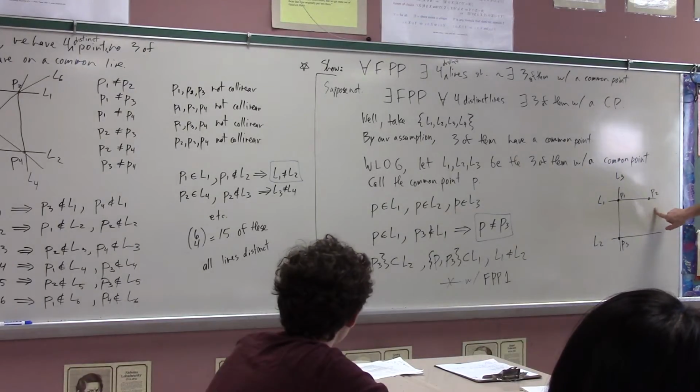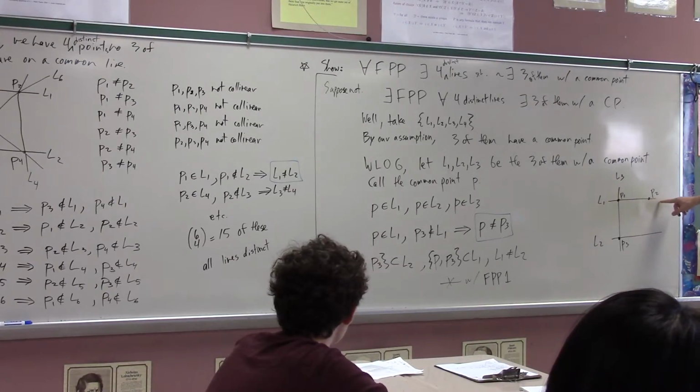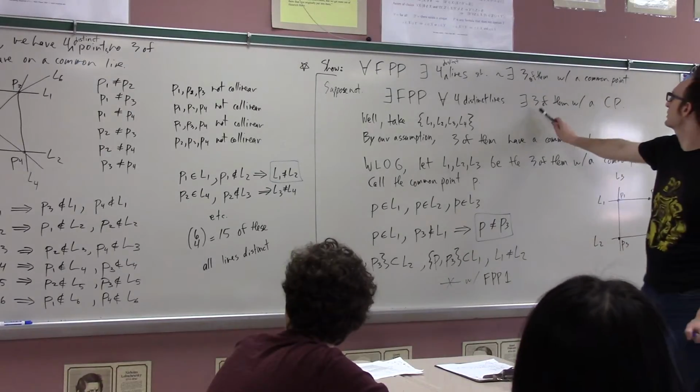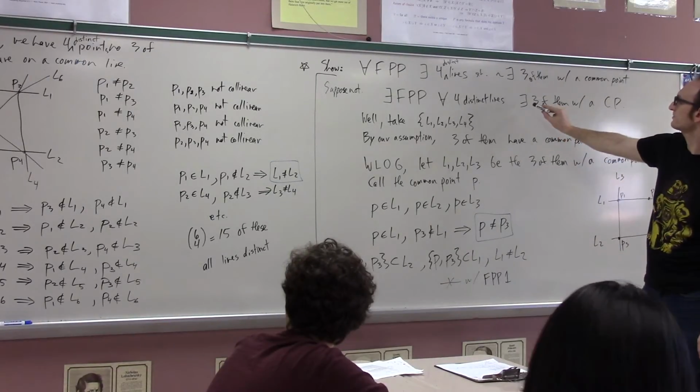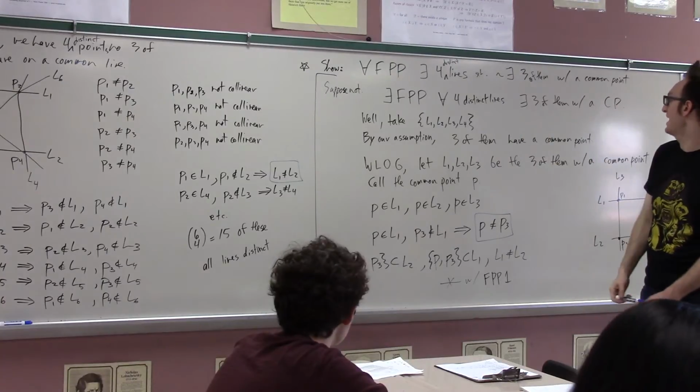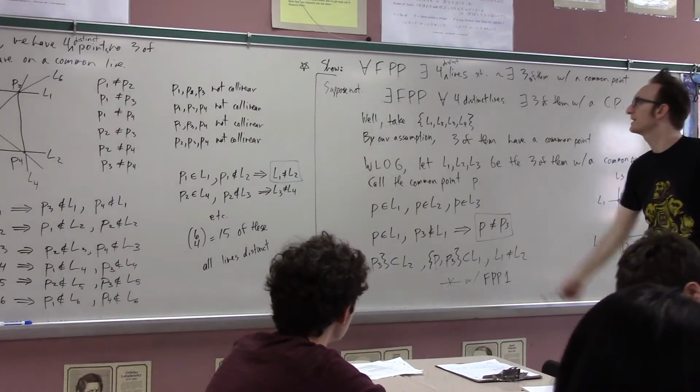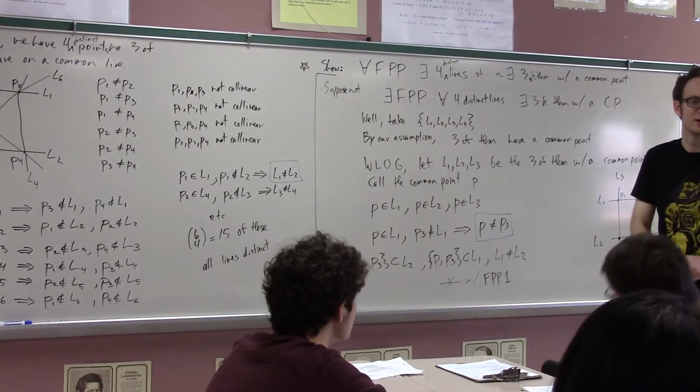Okay, wait. I had a sort of visual way of thinking about this, but suddenly I'm not finding it. The problem with this is, well, anyway, there's the proof. So my contradiction is with this assumption. Our assumption was that three of them have a common point, but that leads to a contradiction. So okay, this is the proof.